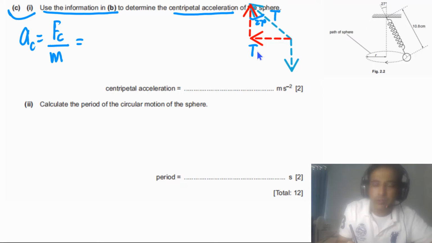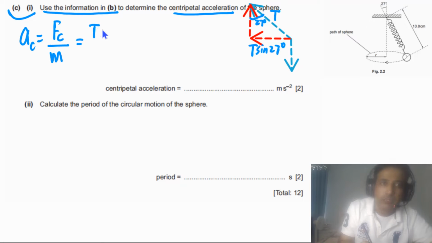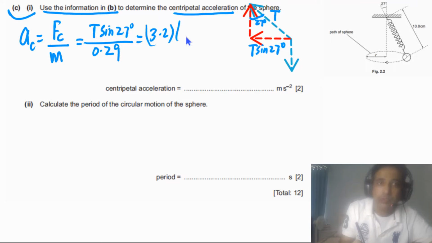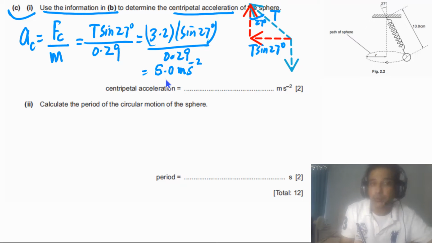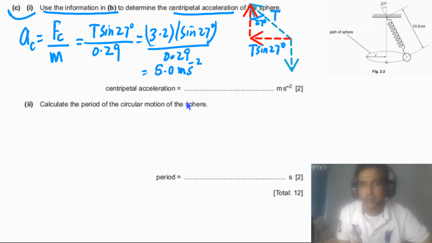This horizontal component is providing the centripetal force, so this is T sine of 27 degrees. So simply we can replace the centripetal force in this case with T sine of 27 degrees, divided by the mass of the sphere, which is 0.29. So T is 3.2 newtons. So here we have T sine of 27 degrees divided by 0.29. Now if we solve this, our answer should be equal to 5.0 meters per second squared up to 2 SF. So this is our final answer, and this question has 2 marks.